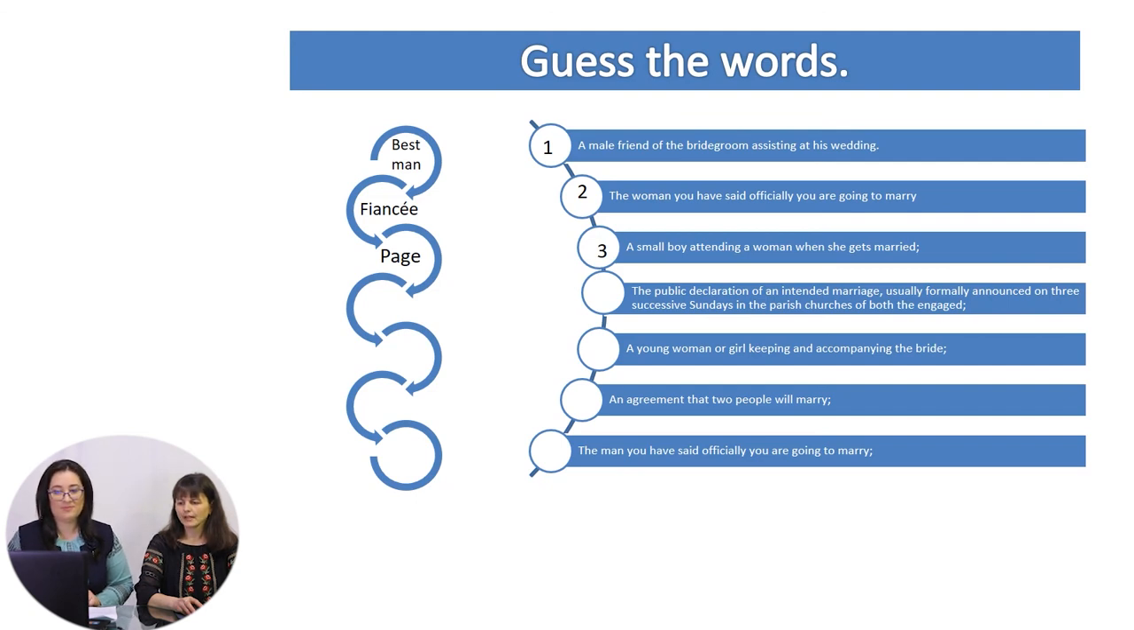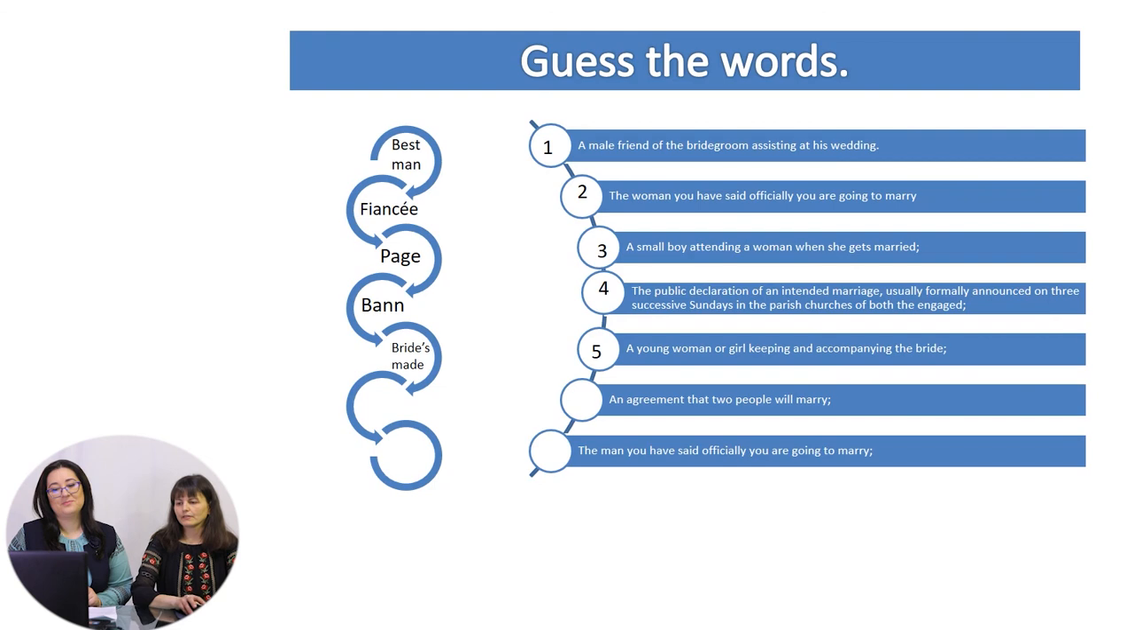The public declaration of an intended marriage, usually formally announced on 3 successive Sundays in a parish church of both the engaged, is a ban. Next one, a young woman or girl accompanying the bride is, or are, if they are many, bridesmaids. An agreement that 2 people will marry is called an engagement. And the last one, the man who has said officially you are going to marry is a fiancé.